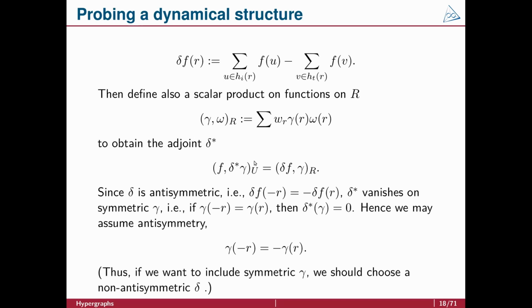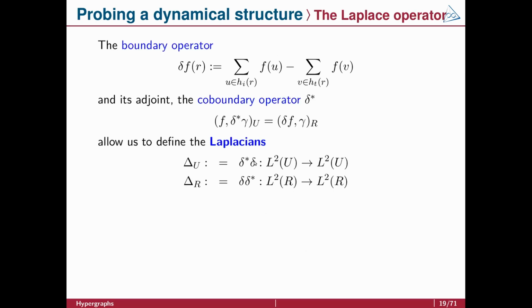Of course, if we also want to include symmetric ones, we should choose a delta that is not antisymmetric, that has some other properties, but that remains to be explored. But that seems to be the natural way of getting invariants that really encode also the directions.